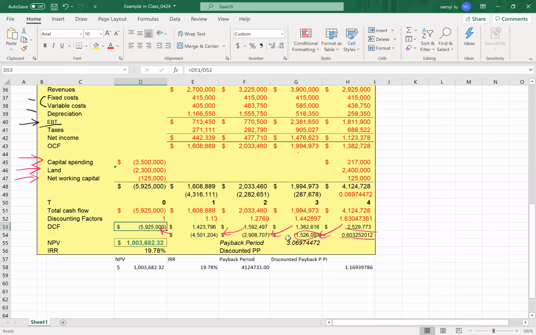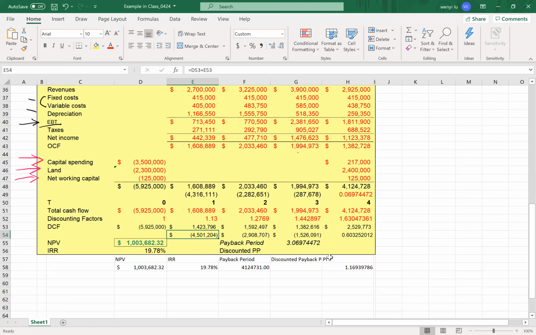So for the discounted payback period, you need to solve the discounted cash flow first. Then you add back the cash flows to the initial cost, to see in what year the cost will be totally covered. Okay, so that's how to solve these indicators.